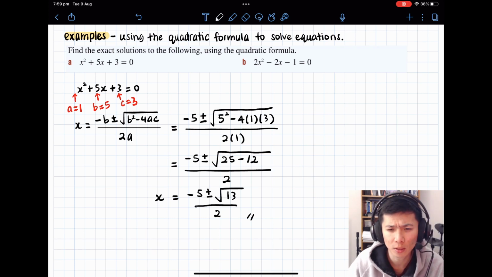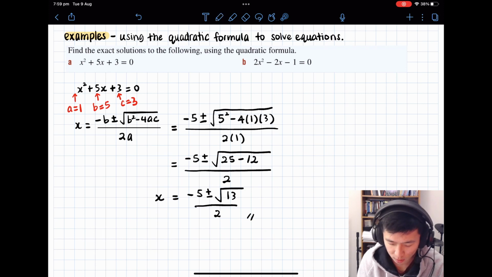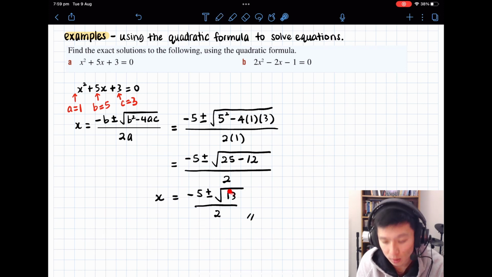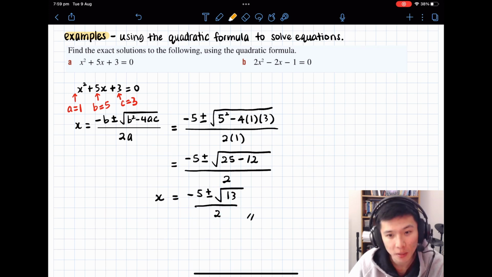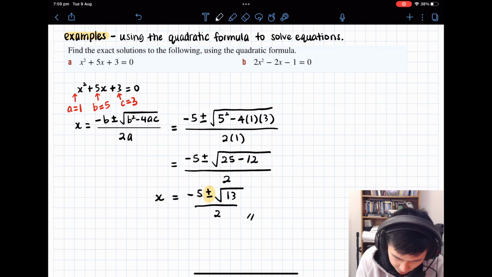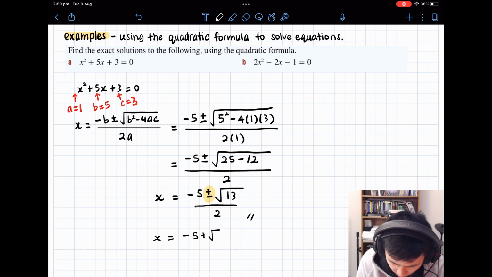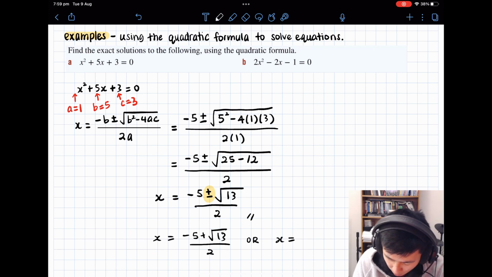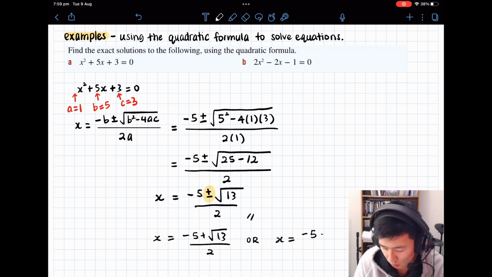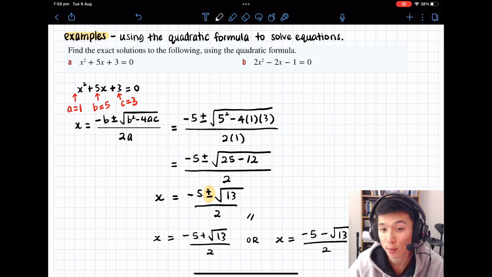And you're probably thinking, but sir, that just looks like one solution. You said solutions. Is there more than one? Well, actually, if you look closely at this expression, there are two solutions. Can you see where two solutions are? It's actually hidden in this plus minus. What this means is x is equal to minus 5 plus root 13 divided by 2, or x is equal to minus 5 minus root 13 over 2. And so that plus minus actually gives us two solutions.